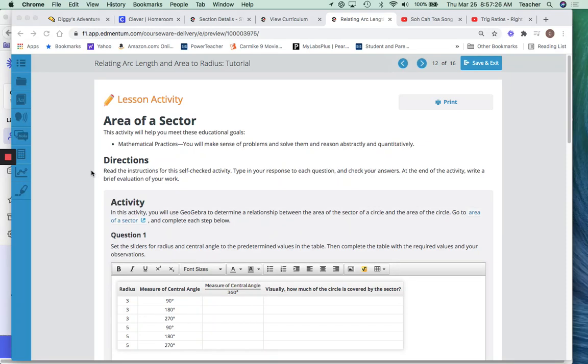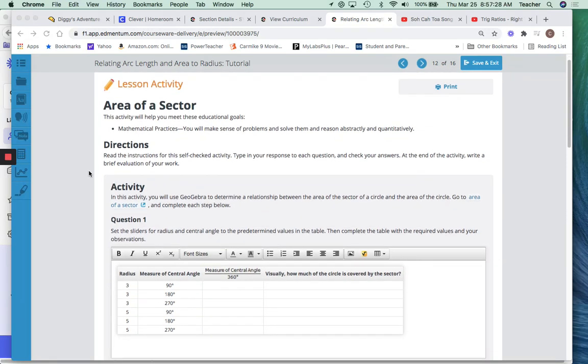All right, very last lesson. Area of a sector. Basically a sector is like a piece of pizza or a piece of pie. It's the area of the slice that you are going to eat. That's basically the best way I can put that.